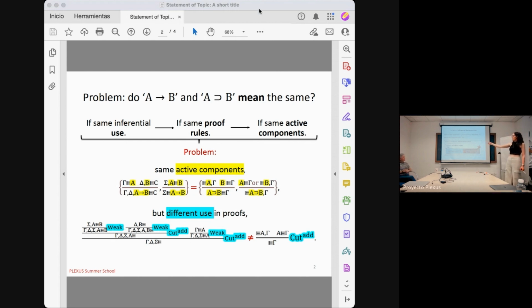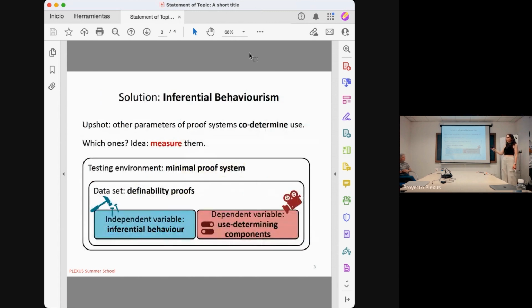My proposal is, well, we see the active formulae alone don't seem to determine the use of our connectives in the operational rules, right? There are other aspects of our proof systems that determine how we're going to use them in proofs as soon as we leave this ultimately strong kind of vantage point and go a bit more substructural. And the question is just which ones, right? So my idea is, let's just measure which ones. All we need is a systematic measurement procedure.